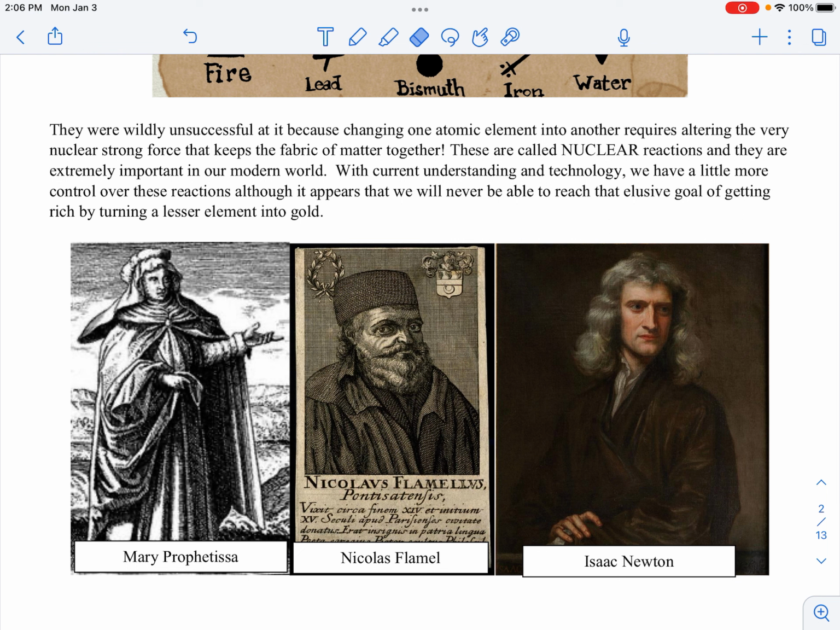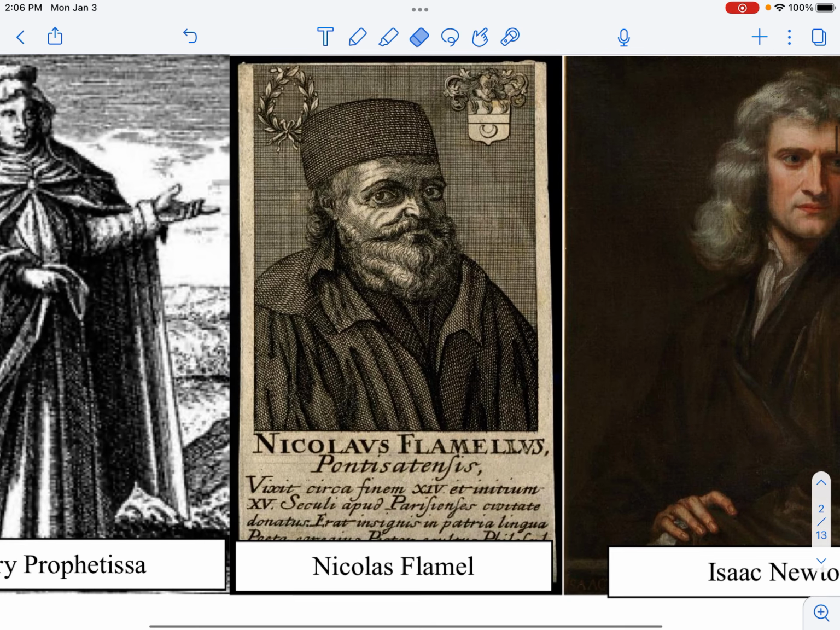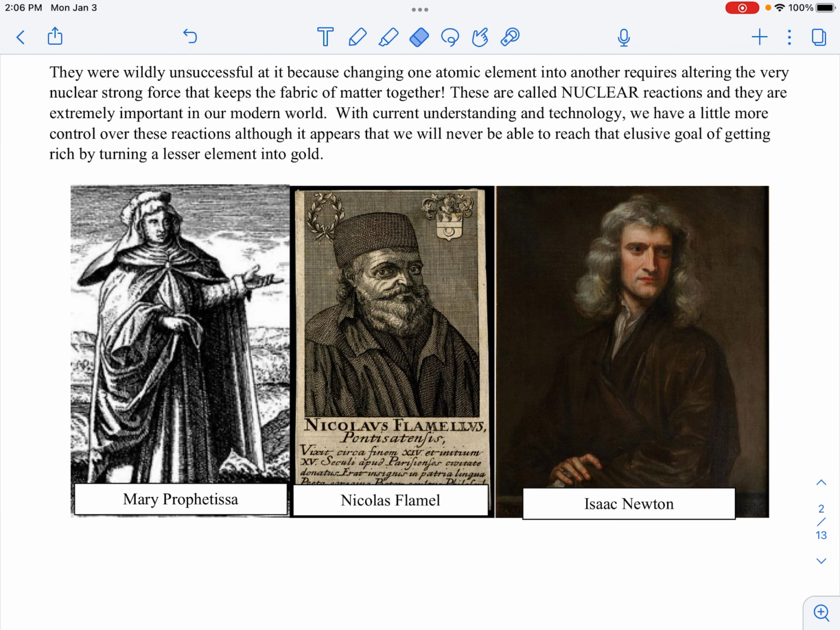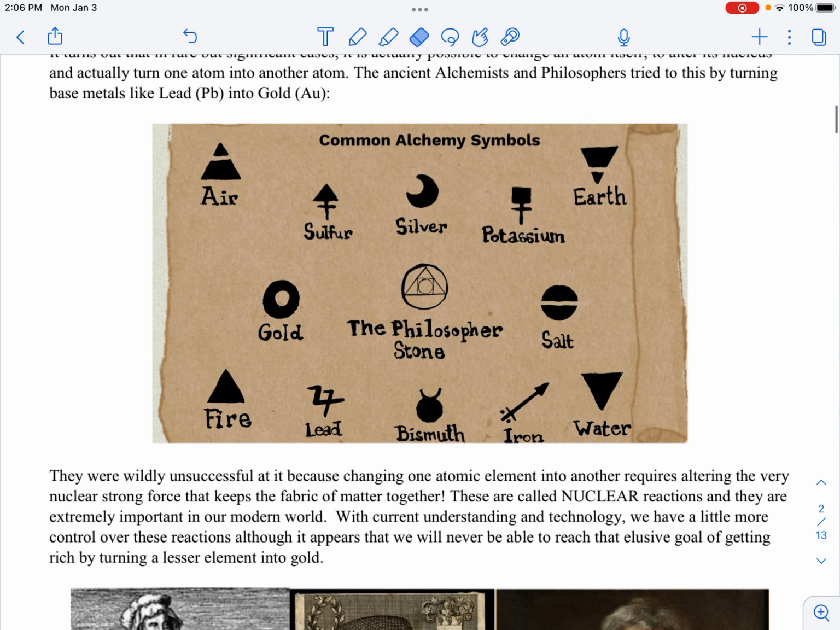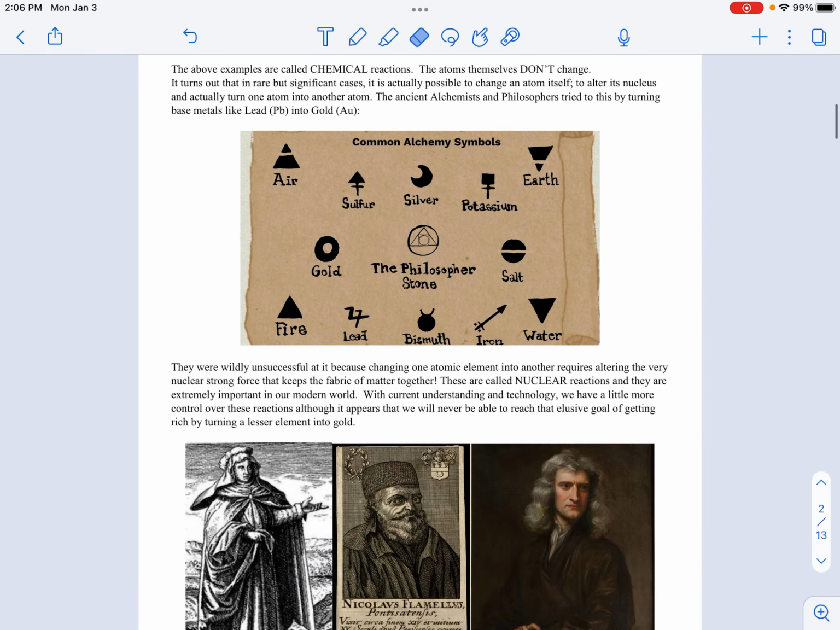From way back in the day, people like Mary Prophetessa, and if you're a fan of Harry Potter, he mentions Nicholas Flamel in the first book. Nicholas Flamel, I guess, was actually a real guy who was an alchemist. And then even our buddy Isaac Newton, who did all sorts of great things for physics, was an alchemist who kept trying to figure out ways to take base elements and turn them into things that were more valuable, like gold.